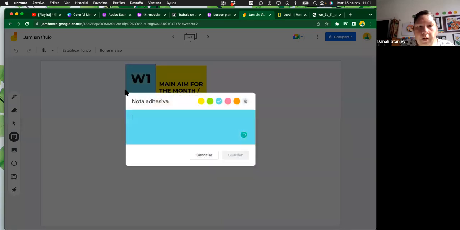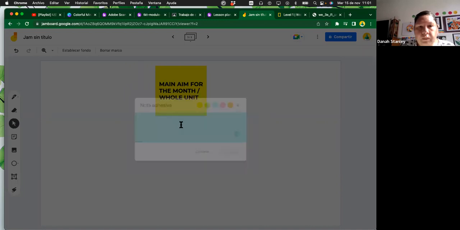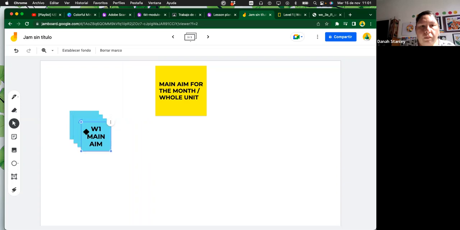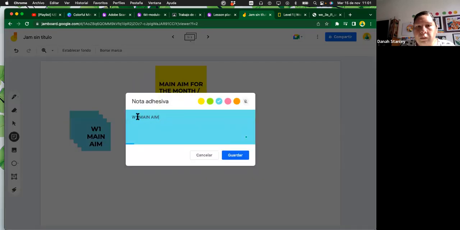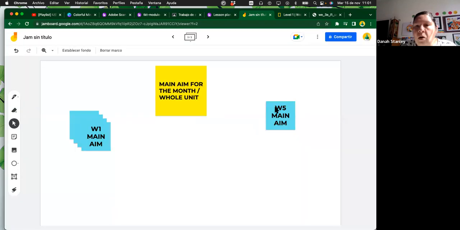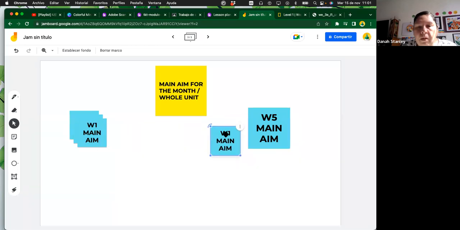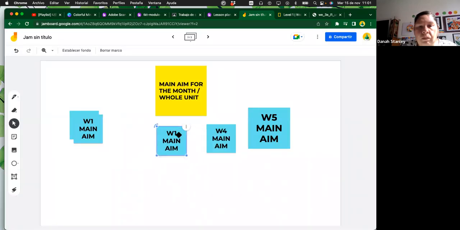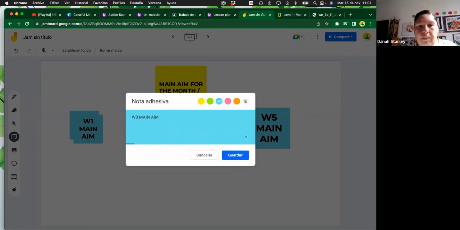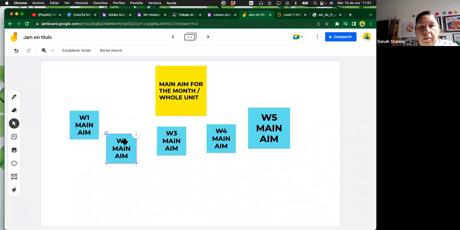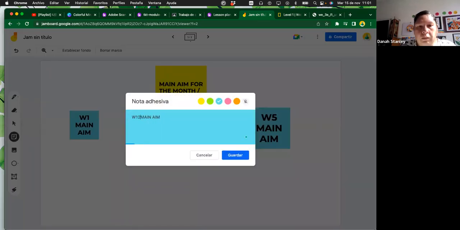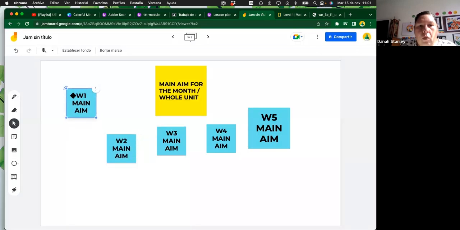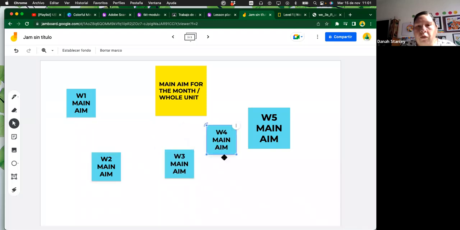Week 1. Main aim. Week 5. And I can do it like this with post-its. Main aim. Main aim. Main aim. 1, 2, 3, 4, and 5.